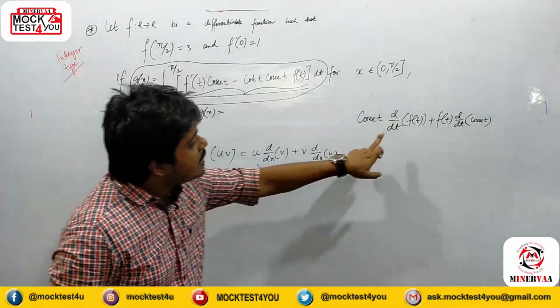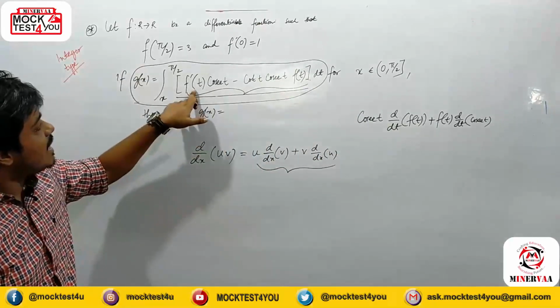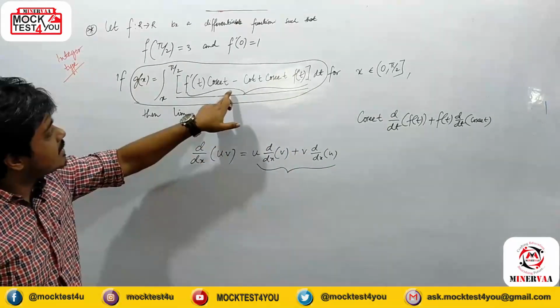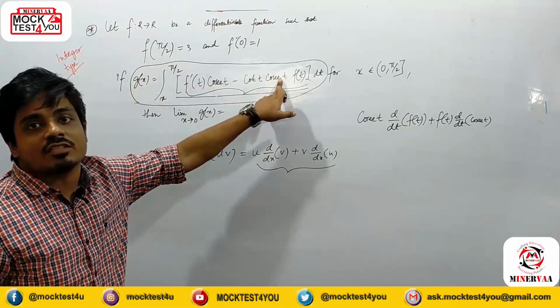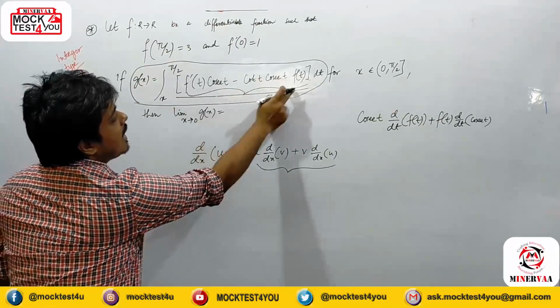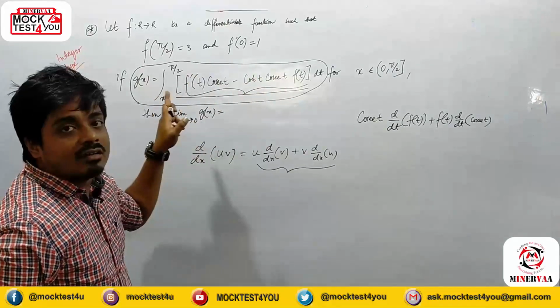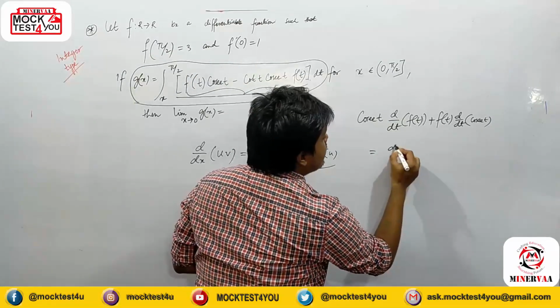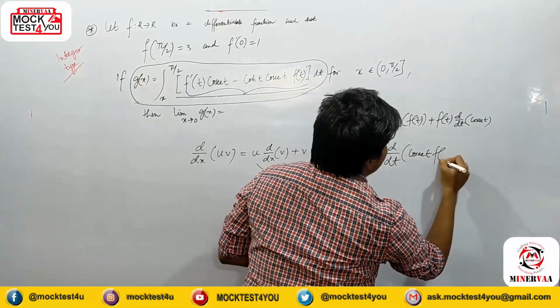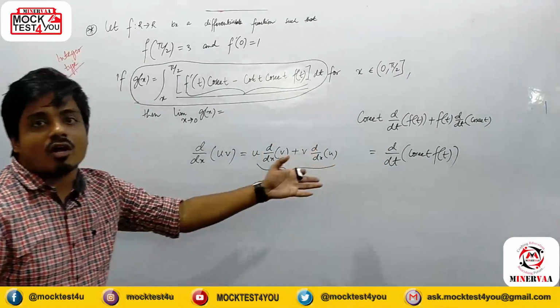Now look here. Differentiation of f(t) is f'(t). And differentiation of cosec t is minus cot t cosec t. That's how this plus changes into minus. So this whole thing I can replace with what? I can replace it with d/dt of cosec t into f(t). Yes or no? Product rule.